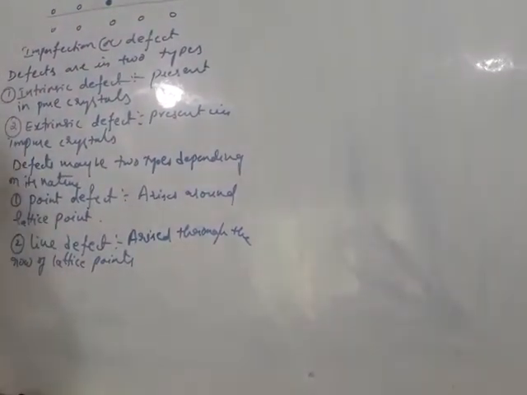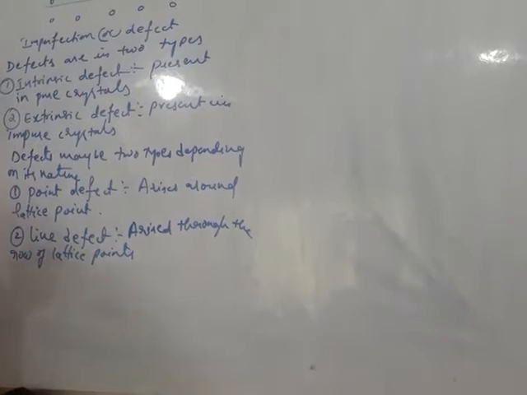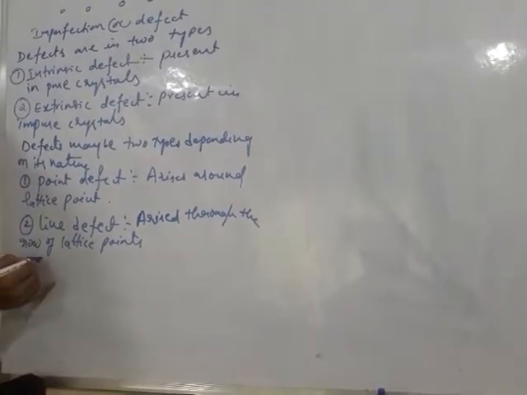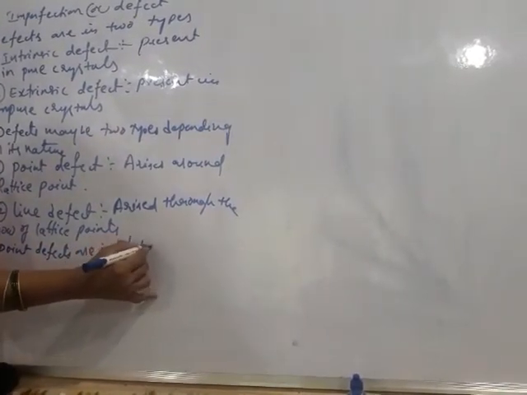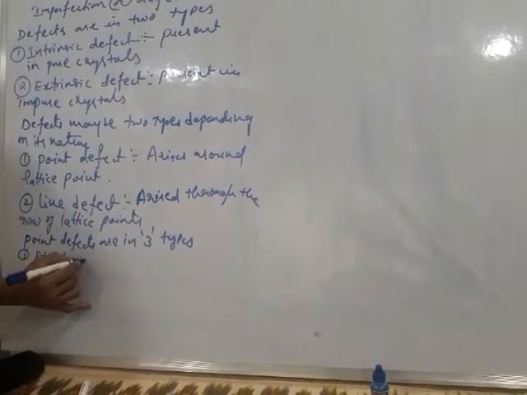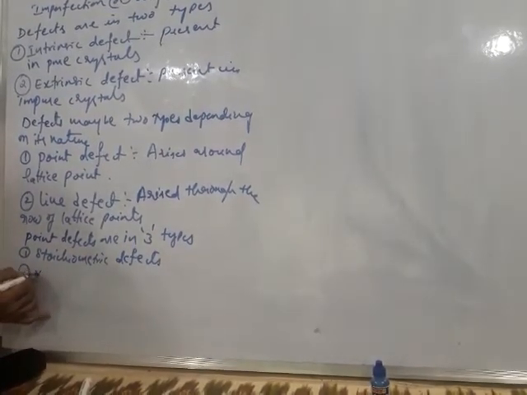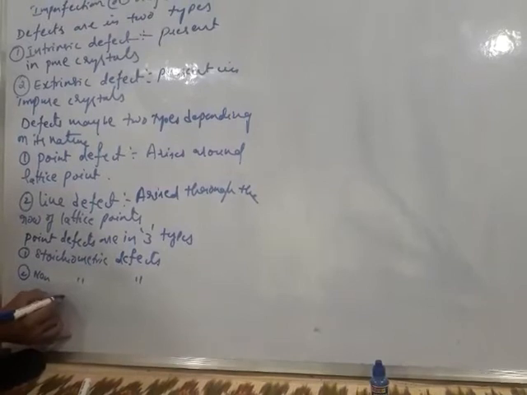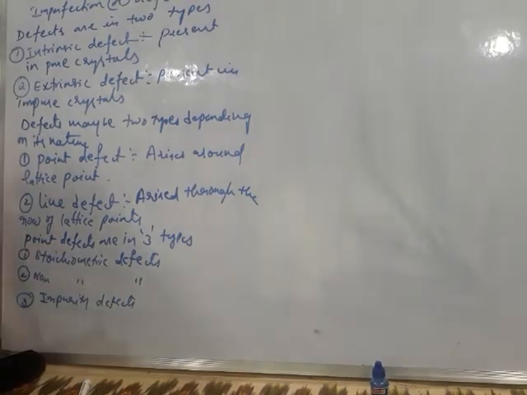Then coming to point defect. Point defects are again of three types. Number one, stoichiometric defects. Number two, non-stoichiometric defects. Finally, impurity defects. So point defects have three types.